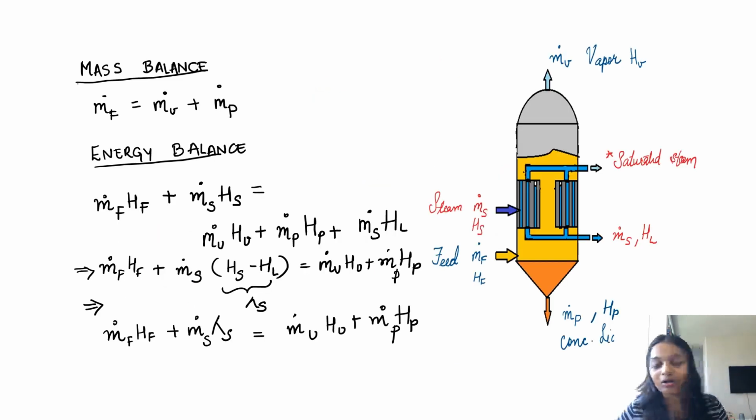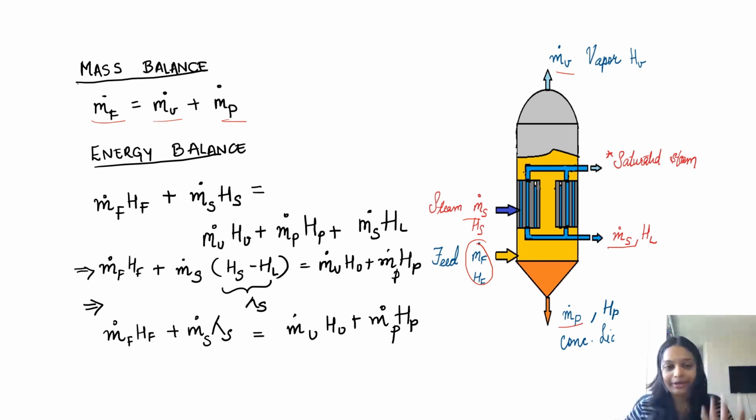According to this diagram, we will have a mass balance and an energy balance. As we know, the steam entering gets converted to liquid, so we have ms equal to ms. But when you talk about the feed, the feed flow rate mf equals mv plus mp. So input equals output. The input is your feed mf, and your output is mv plus mp.